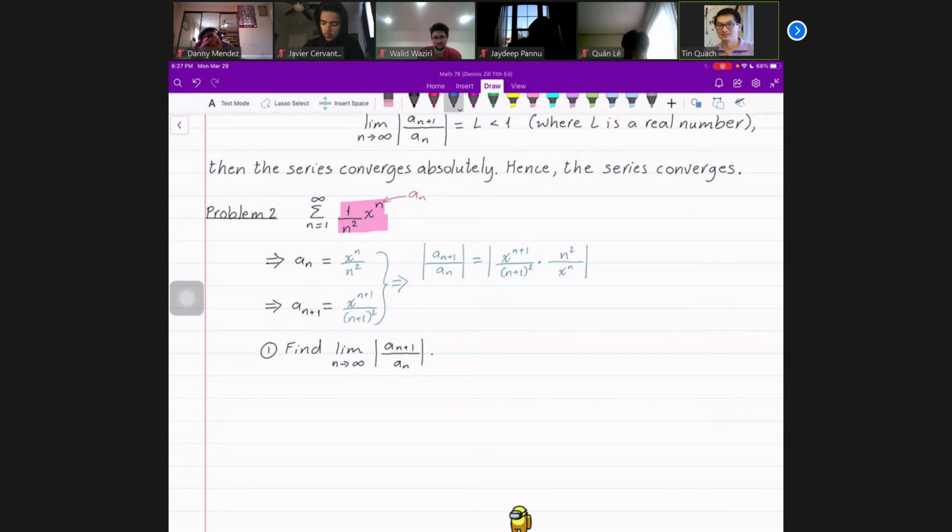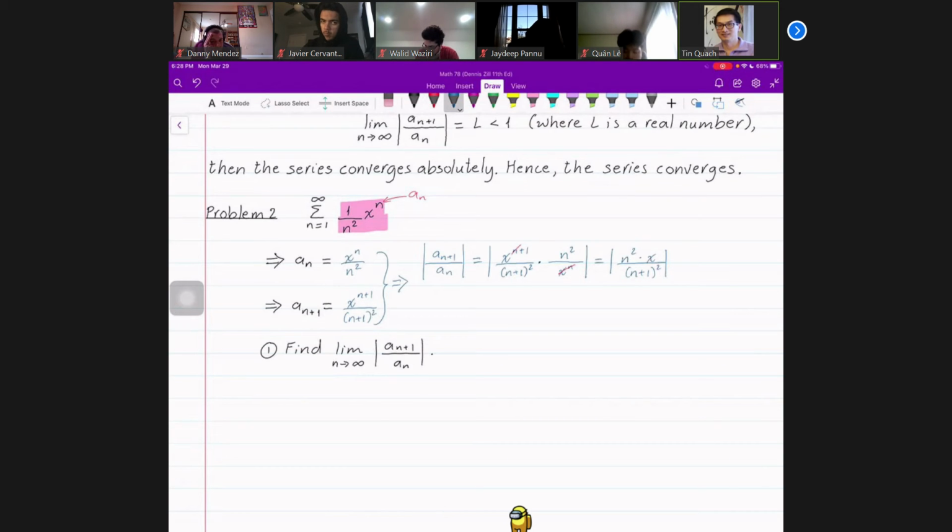So you just try to simplify as much as you can. All right. So when you simplify this, you see that this and that cancel out. So what you have now is an n squared times x over n plus 1 quantity squared. All right. So far, so good.